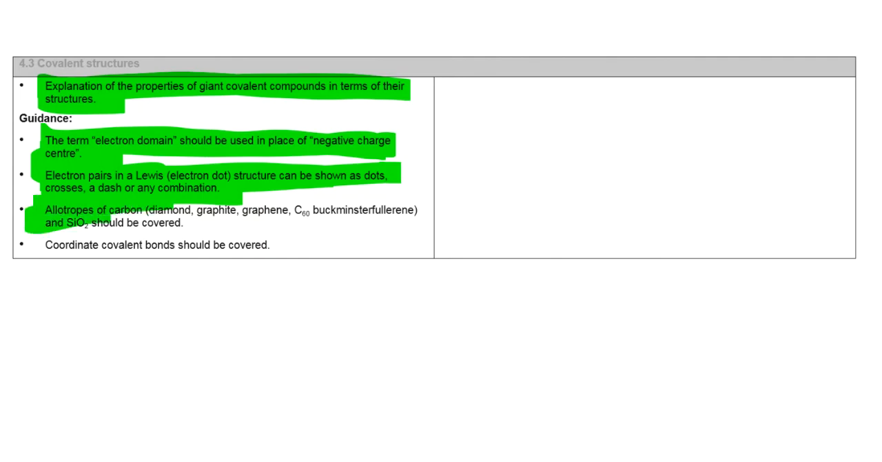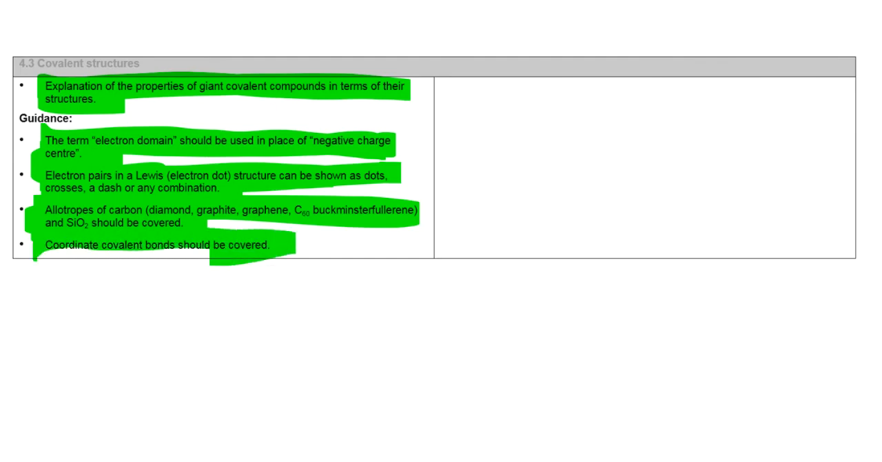Allotropes of carbon, so diamond, graphite, Buckminsterfullerene. This is a whole other video, but if you do recall, this is giant covalent, sort of giant covalent with layers, graphene, single layer, giant covalent molecule, and this is also giant covalent.